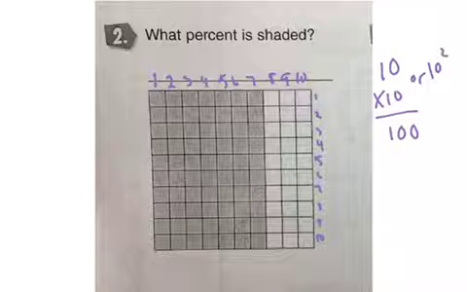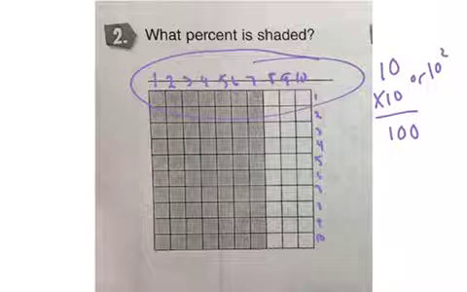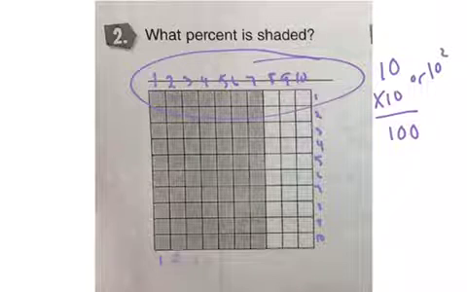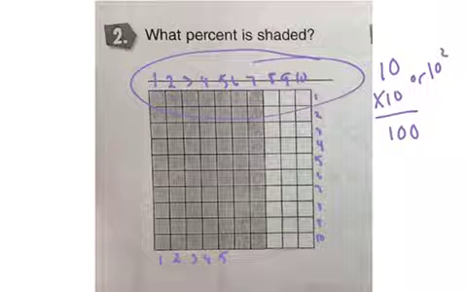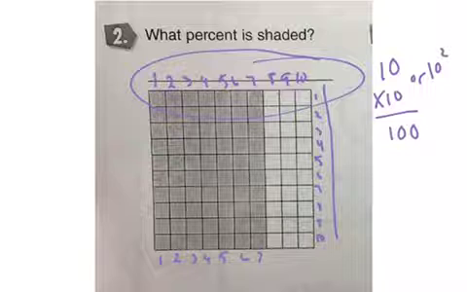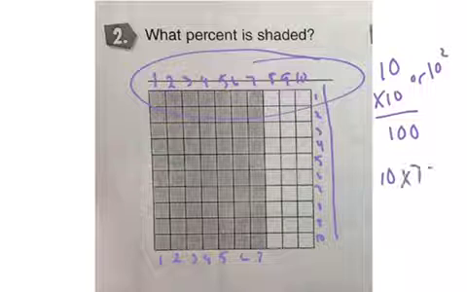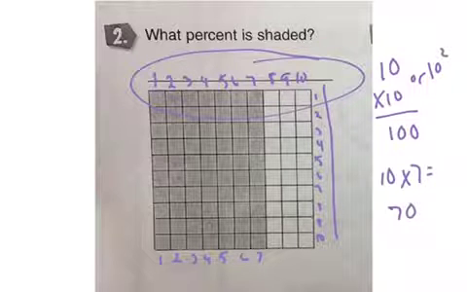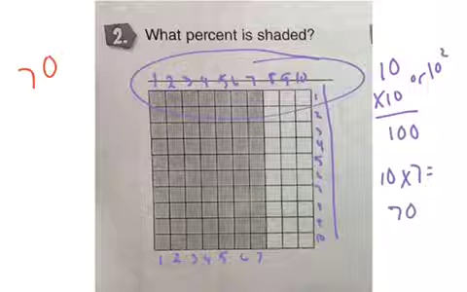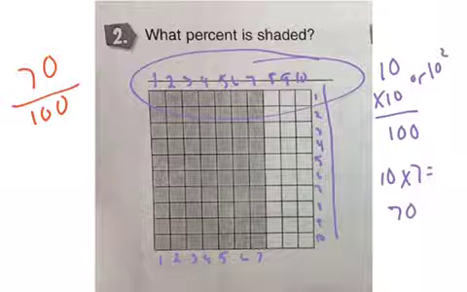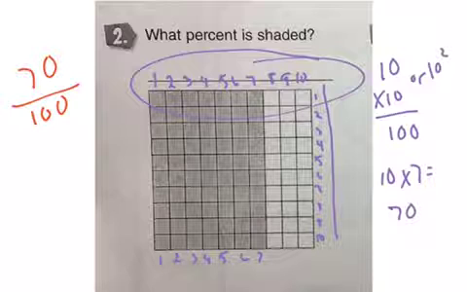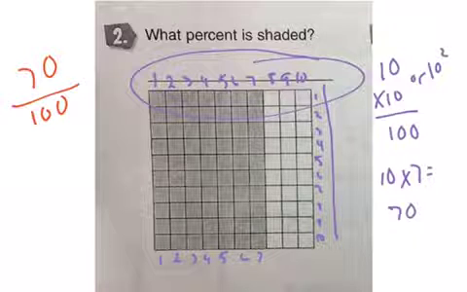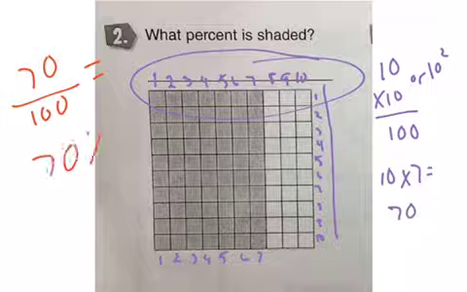So now I see that of my 10 columns, I have 1, 2, 3, 4, 5, 6, 7 shaded. So each column has 10 rows, as we know from here. So I have 10 times 7. All I have to do is take that 7 and add a 0 to it. So I have 70 boxes shaded. I have 70 boxes shaded out of 100. Since percent means out of 100, this is the same as 70%.